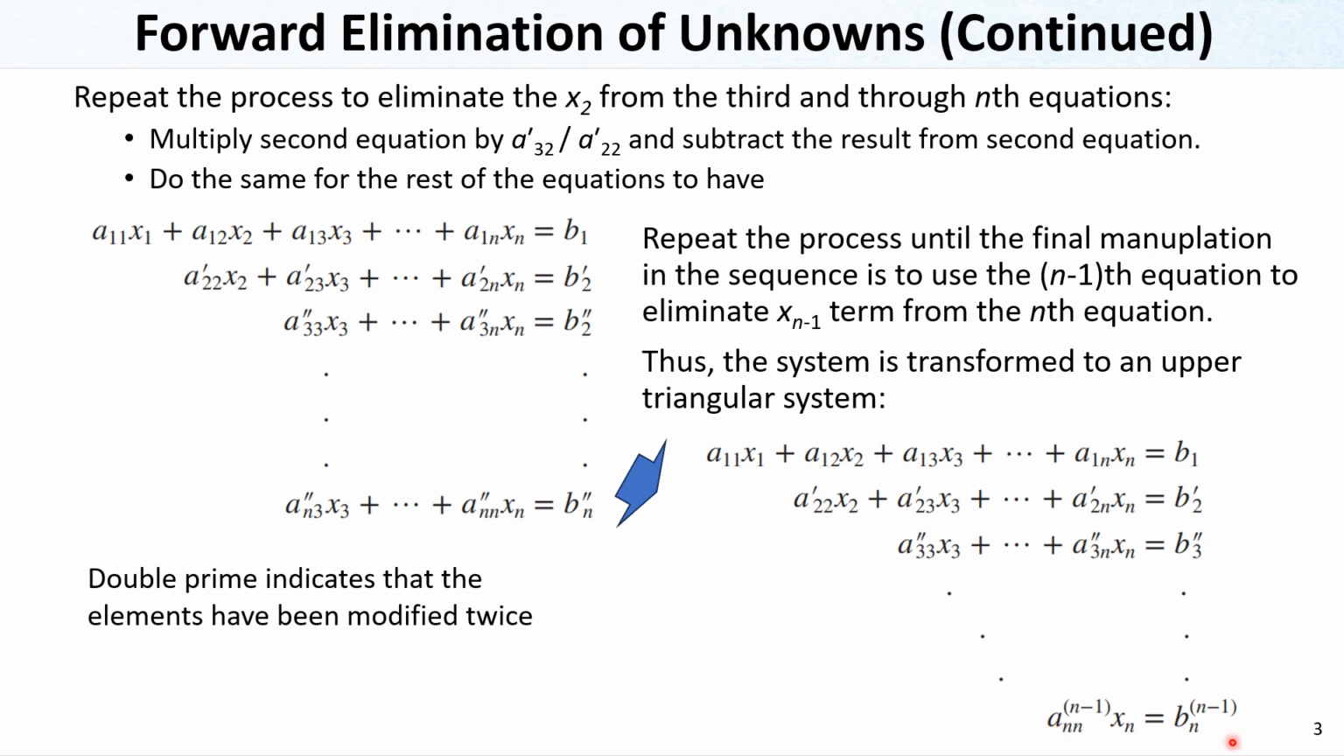And the final equation will have only one unknown, so that we can start solving from here. You can see the double prime here, and in the rest it will be triple prime and 4 prime. These will indicate again the modified elements. So after this, as we said, we will start solving from here, and we call this process back substitution. By substituting into the previous equations, we will find the other unknowns. Let's do that in the following slide.